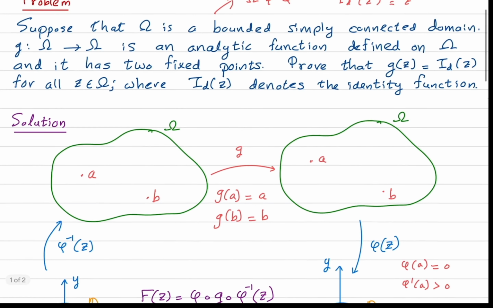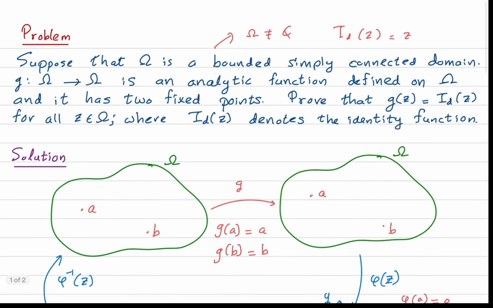Welcome everyone. In this video, I am going to discuss a problem on the Riemann mapping theorem. I have given a bounded and simply connected domain omega, and the function g is an analytic function defined on this domain omega. What you have to prove is that if this function has two fixed points, then it should be an identity function. Okay? Right, so let's go to the solution.